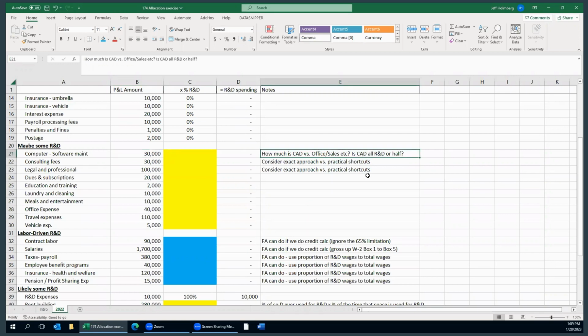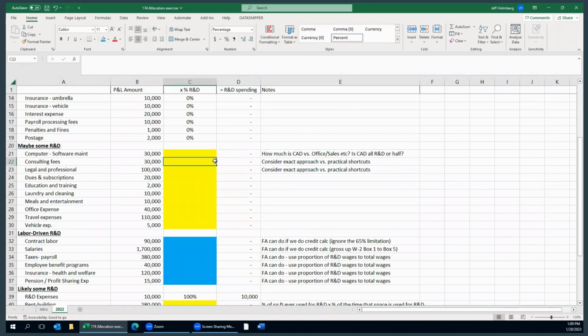In a perfect world, you might ask yourself, okay, of the $30,000, how much was for our CAD software? And of that amount, do we only have CAD so that we can do R&D, or would we still need CAD without R&D? And what percentage of CAD do we want to use? It's all pretty subjective, but at the end of the day, our goal should be to make a good faith estimate without going overboard, and hopefully spend no more than a few minutes on each item.